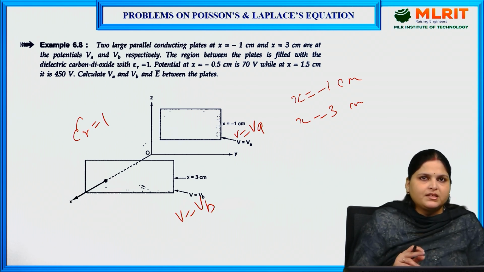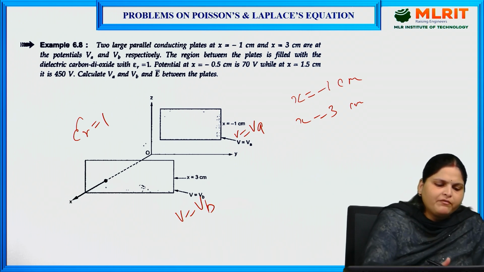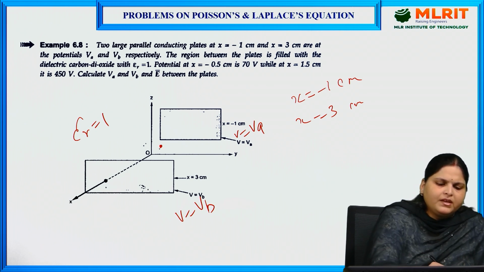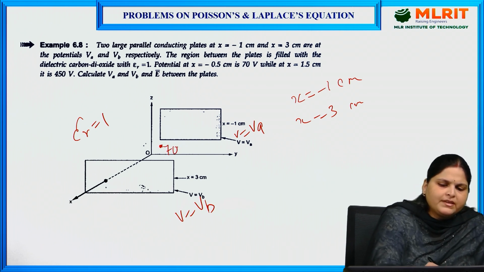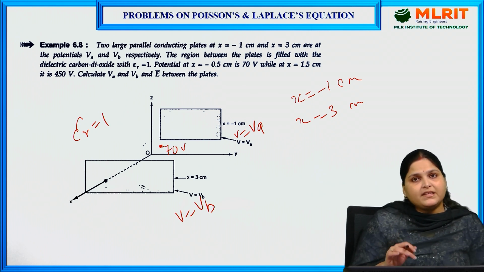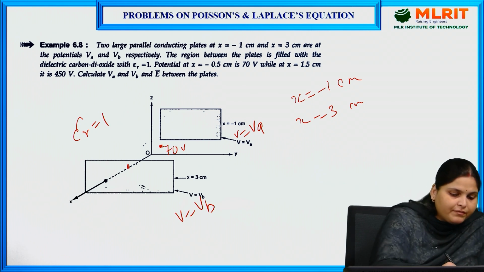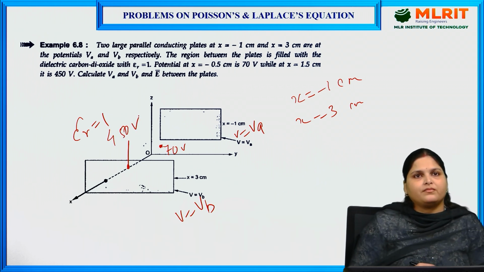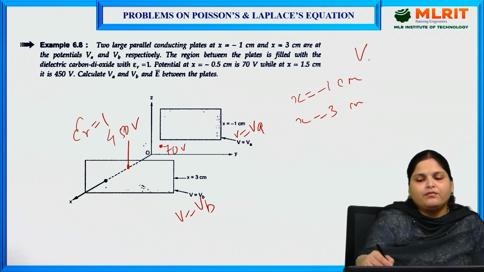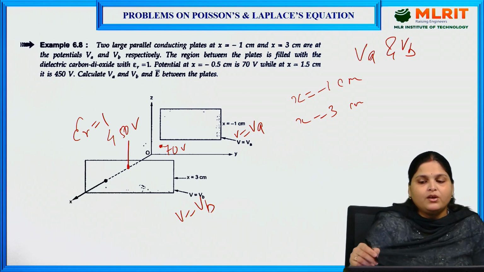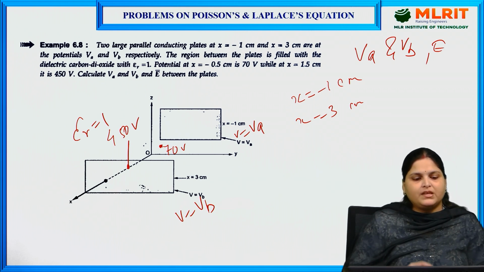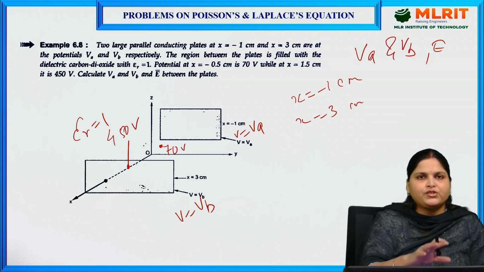Potential at x is equals to minus 0.5 centimeter is 70 volt, means somewhere in between these two plates. Minus 0.5 means it may be somewhere here. At this point the potential is 70 volt, while at x is equals to 1.5 centimeter, means somewhere here, the potential is 450 volts. So we have to calculate VA and VB. Also we have to calculate field between these two plates. So this is the arrangement of this question in diagrammatic form.